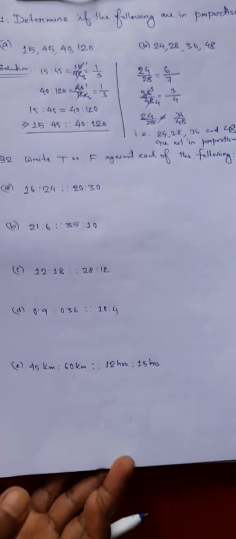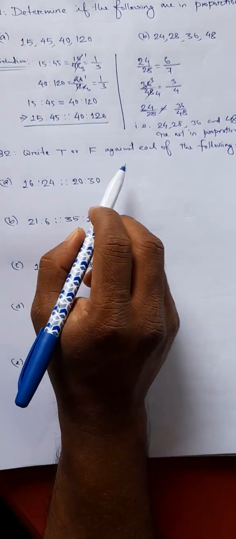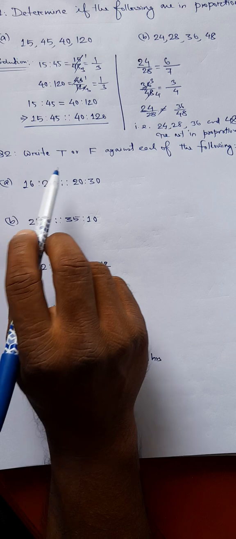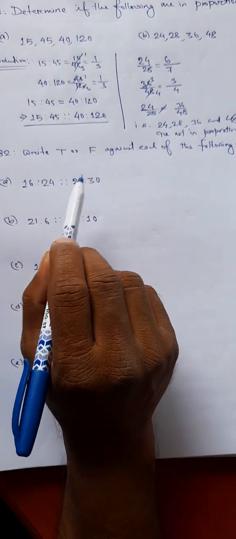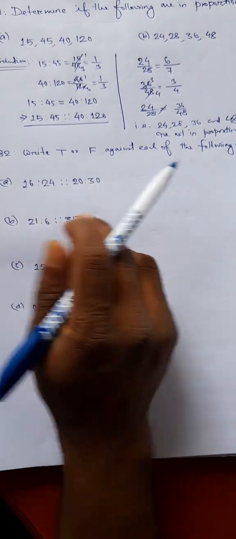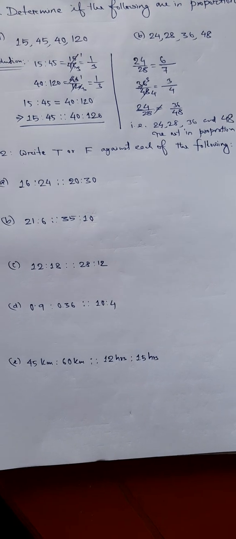Next, let's check whether true or false against each of the following cases. Write true or false, T and F, in case of the following statements.